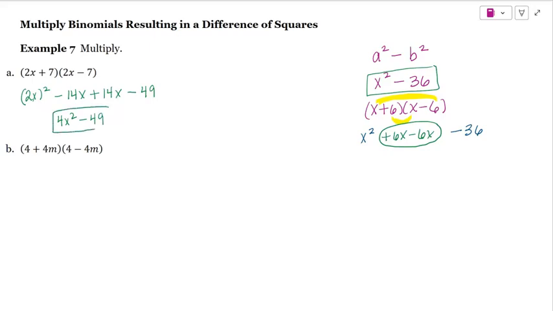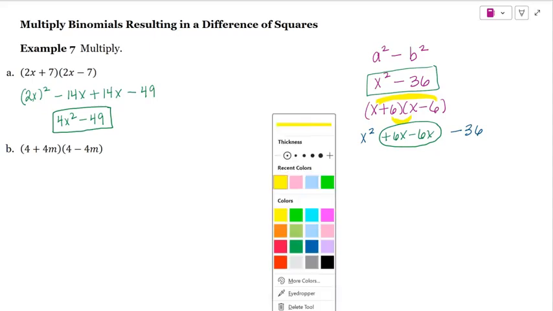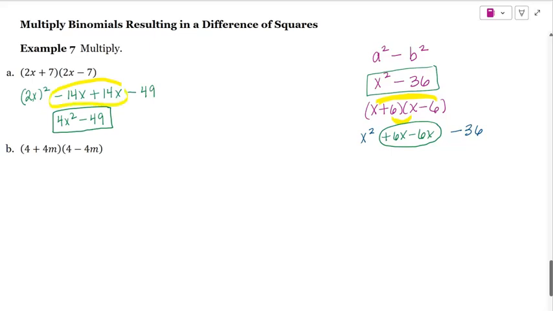This results as a difference of squares. The first term is a perfect square, the last term is a perfect square, and those middle terms ended up canceling each other out.